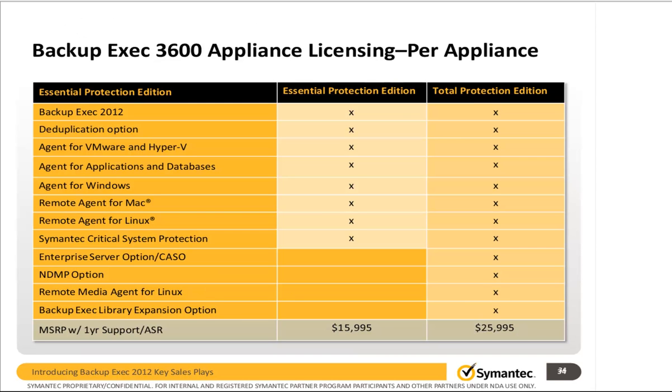So if you're asking about the price point for appliances, here you go. There's actually two different prices. We have an Essential Protection Edition, which is priced, these are MSRP, at just over $15K. And then we have a Total Protection Edition, which is priced at $25K. Now the difference, and you can see there, the Total Protection Edition includes everything that comes with Backup Exec. The Essential Protection Edition does not include our enterprise server option, does not include NDMP and the other things you can see there. So you've got a couple of different options based on what your customers need when it comes to selling the appliance.